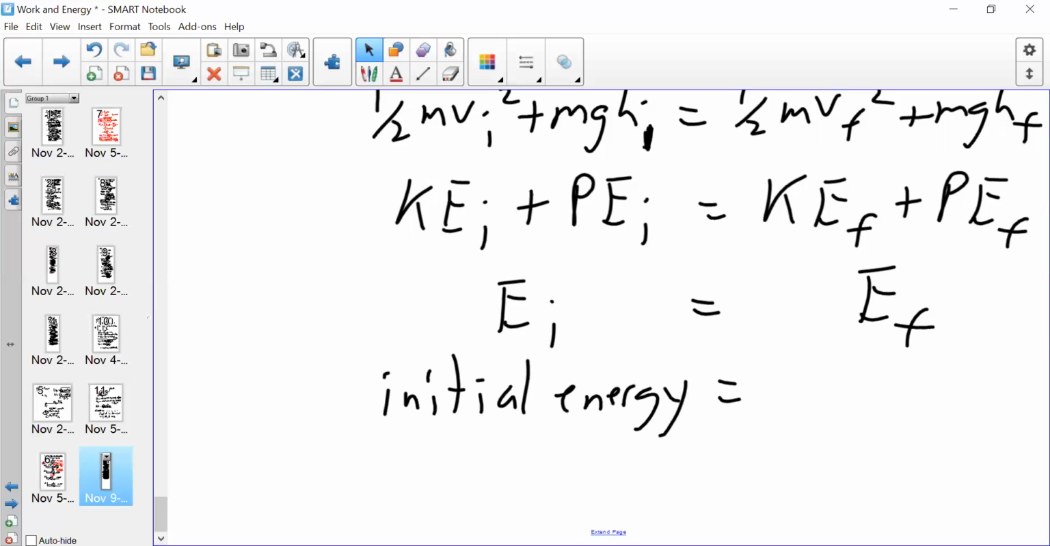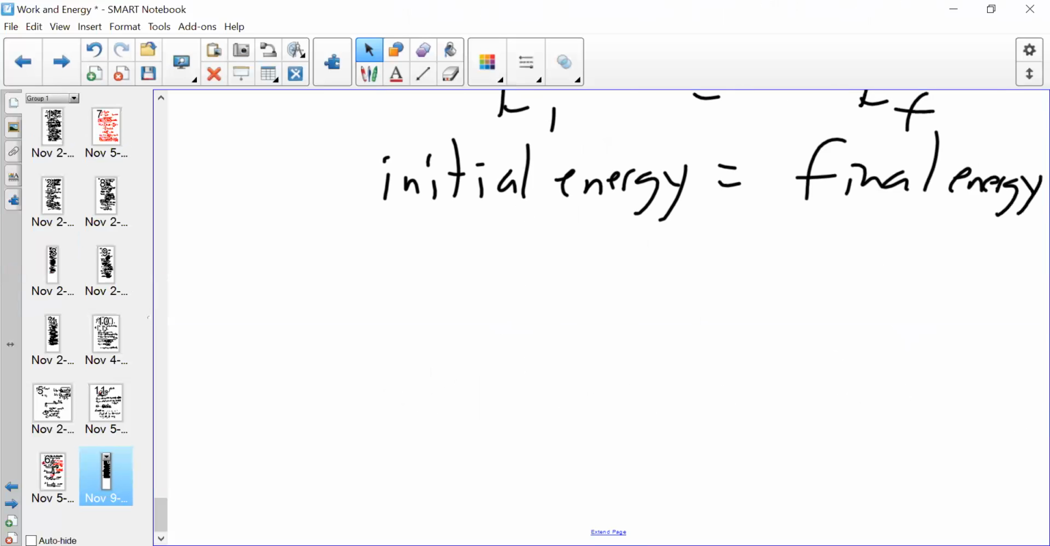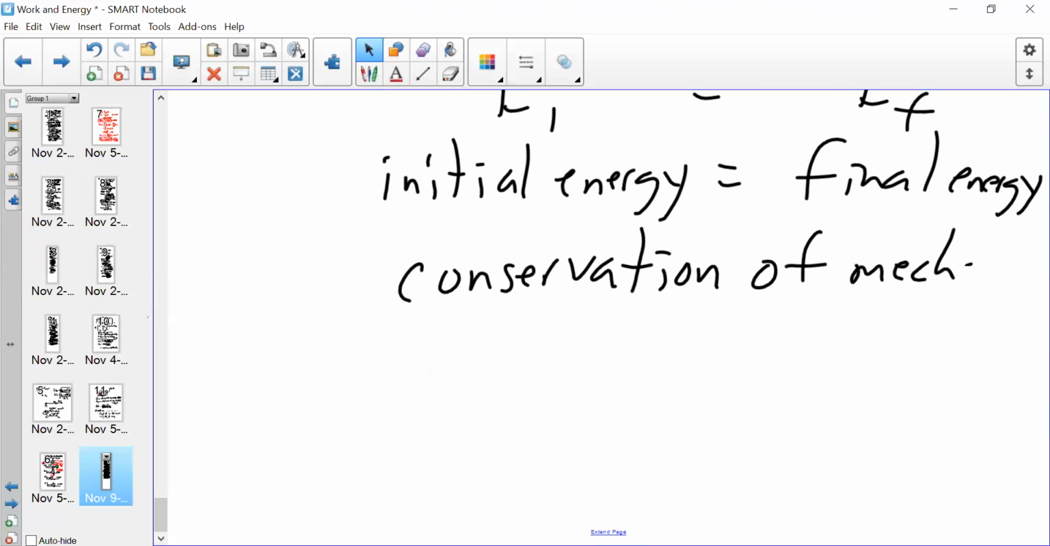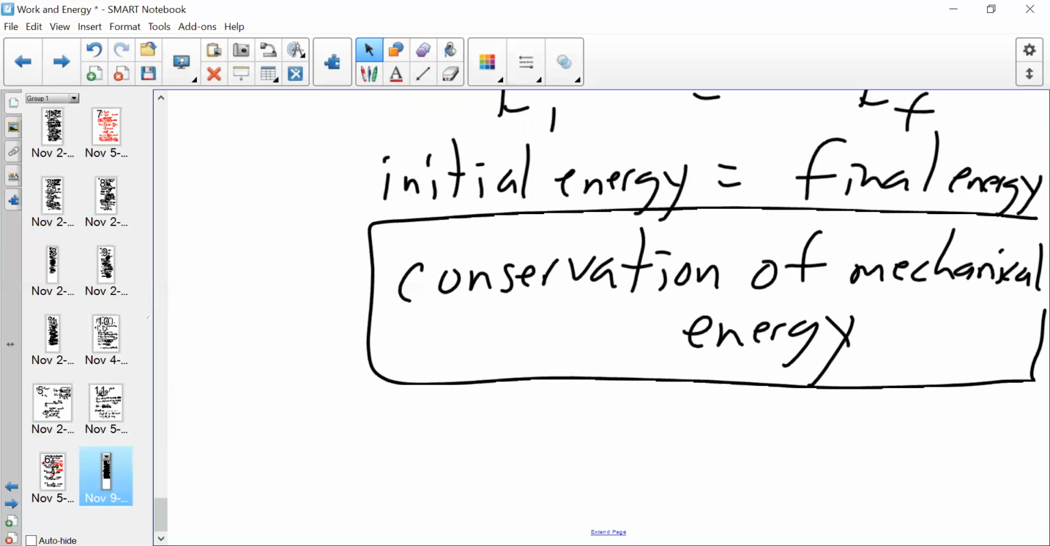Initial energy equals final energy, also known as conservation of energy, but specifically conservation of mechanical energy. So we're coming from the idiom of mechanics.